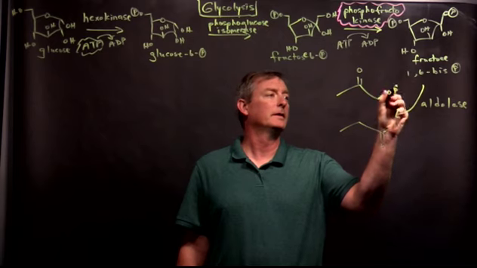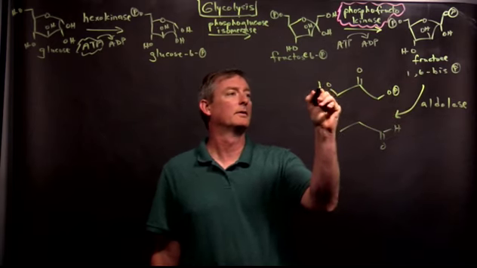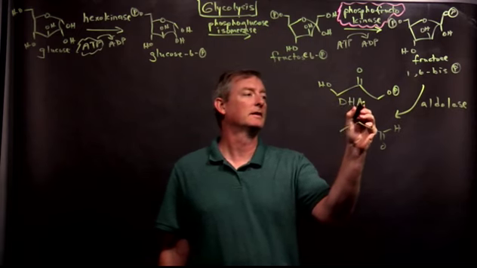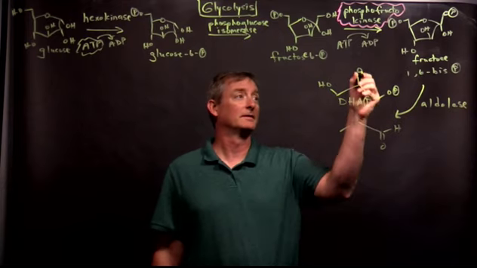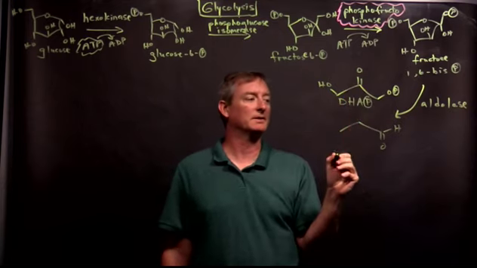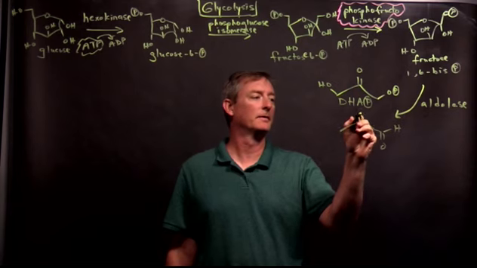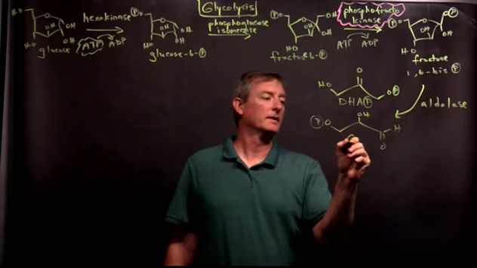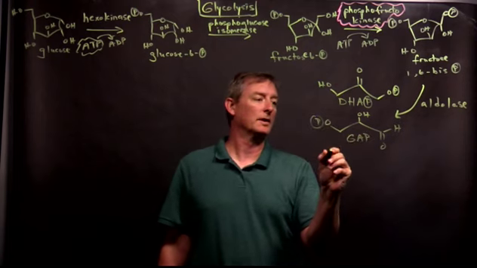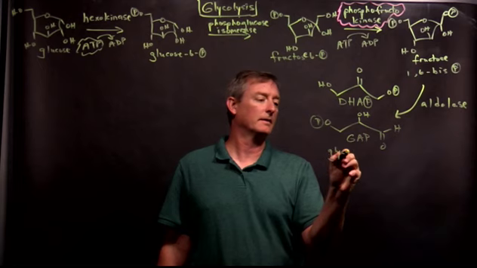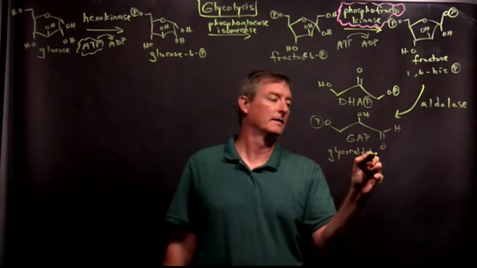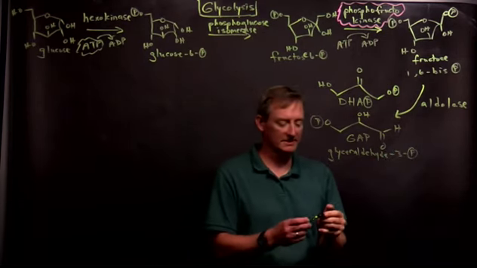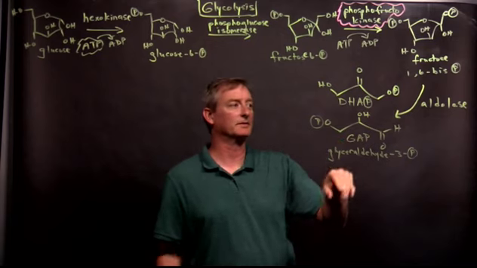Now, the ketone is called dihydroxyacetone phosphate, right? It's an acetone or ketone-based molecule. The other molecule is called GAP for glyceraldehyde, right? We got an aldehyde, 3-phosphate. Okay, and this is the cleavage step that occurs in glycolysis.